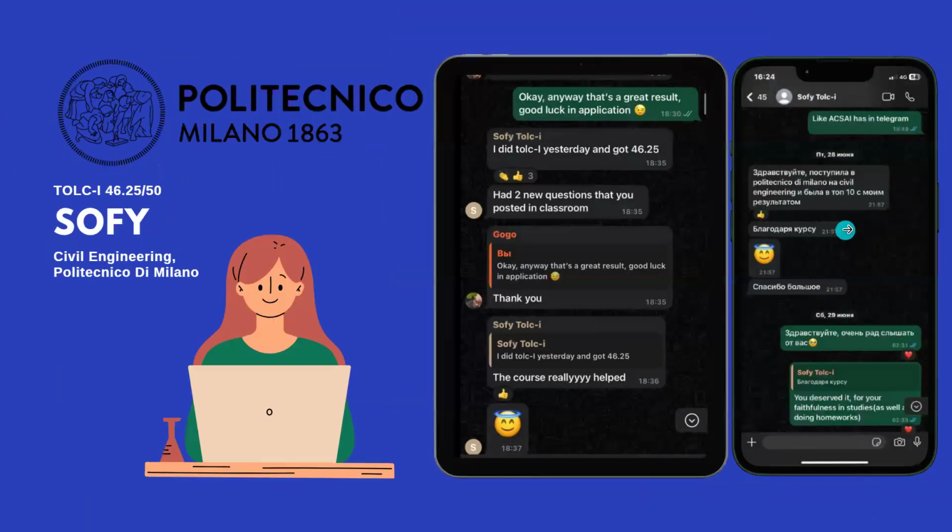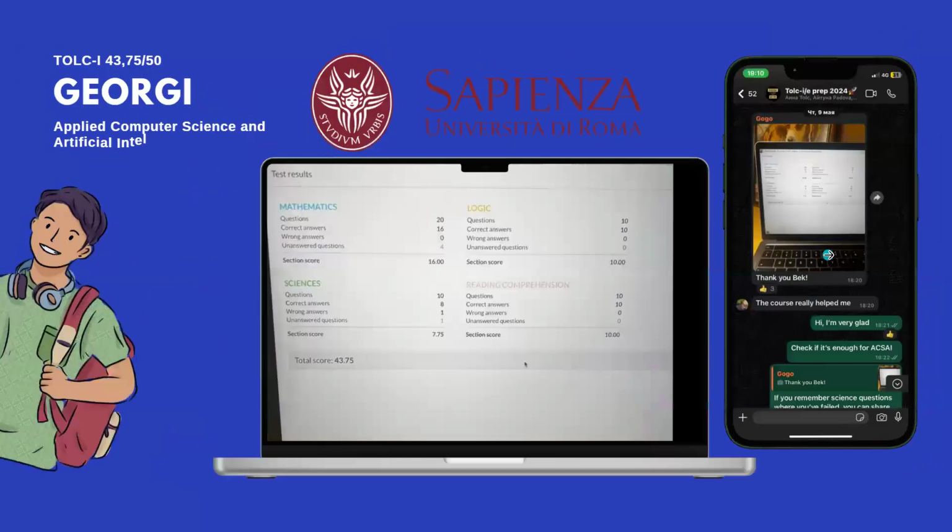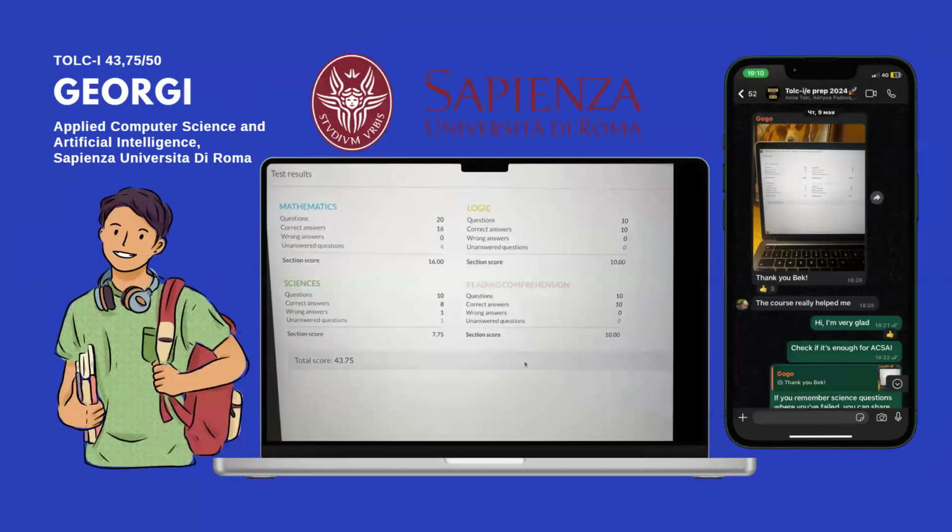Okay, here is Sophie. She's studying in Politecnico di Milano. Politecnico di Milano is the number 1 university in Italy. I think it's top 5 in Europe, and it's a very, very good university for those who are going to study engineering or some technical programs. Okay, then there is George who scored 46.75, and he's studying in the same program as me. Right now he's a freshman, and recently we met each other at university. He was very glad to meet me.